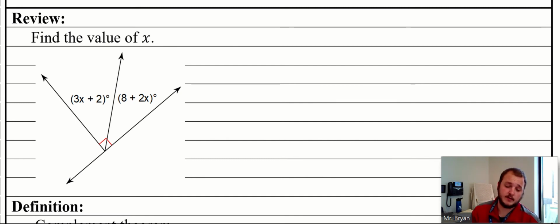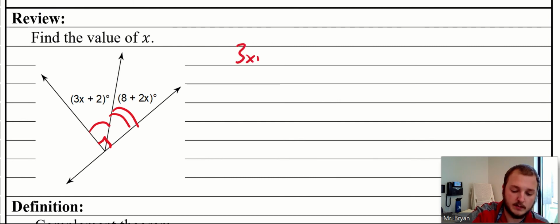All right, so hopefully you have this written down. Notice you don't have any points or anything like that you need to label. I just need to solve for x, or find the value of x here. So if I want to solve this, as a reminder, remember this little red box in the corner means that this is a 90-degree angle. So if we're kind of using what we did last time with angle addition, we could say one piece plus the other equals the whole thing. So in this case we have 3x plus 2 plus the other piece 8 plus 2x equals, in this case, the whole thing, which is 90.